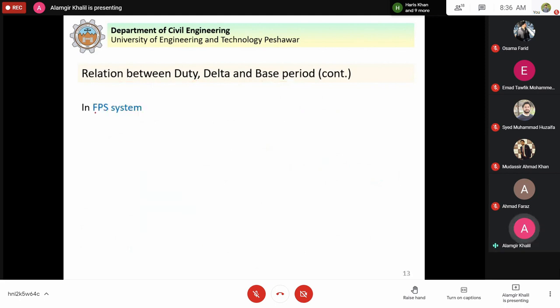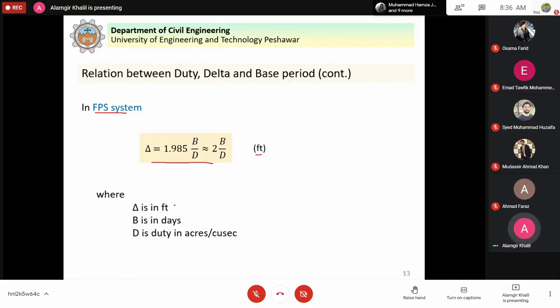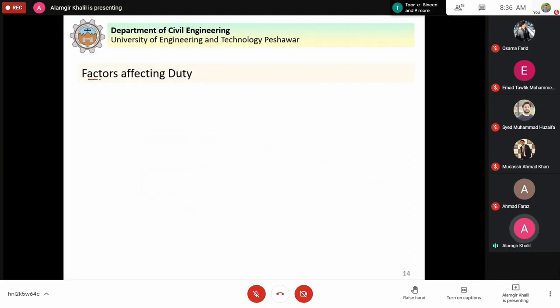Like this, in the FPS system, we will get this relationship for the delta. Delta is equal to 1.985 B by D, or it can be approximately taken as 2 into B by D. So delta will be in feet from this equation, B is in days and D is the duty in acres per cubic foot per second. Next, we discuss factors affecting the duty of water.